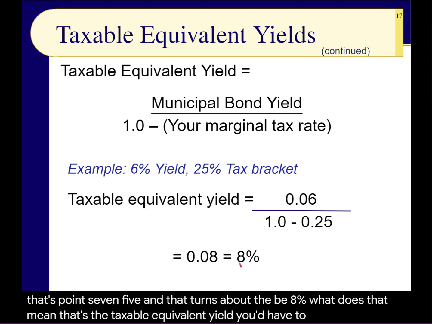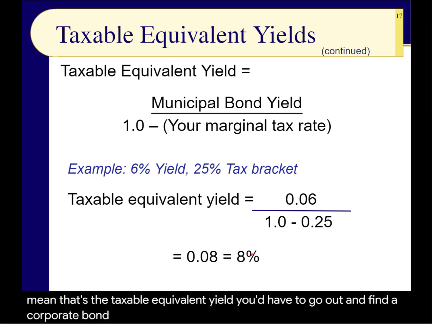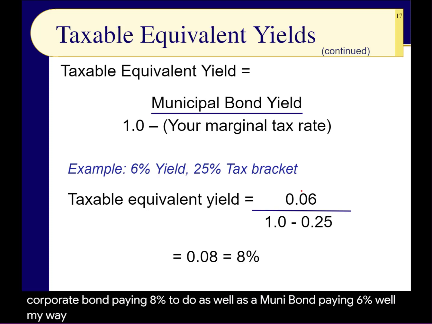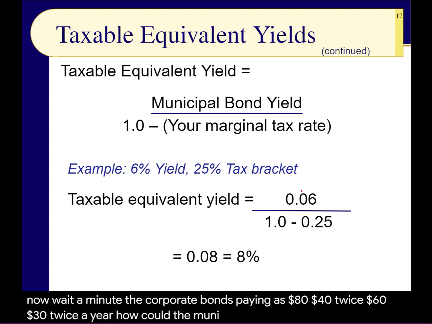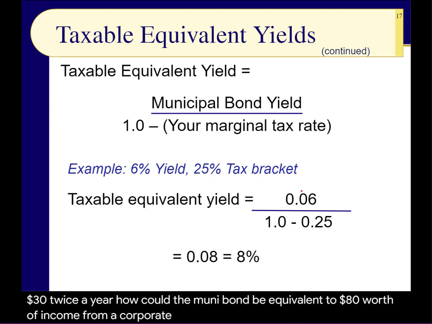You'd have to go out and find a corporate bond paying 8% to do as well as a muni bond paying 6%. Well, now wait a minute. The corporate bond's paying us $80, $40 twice a year. The muni bond's only paying us $60, $30 twice a year. How could the muni bond be equivalent to $80 worth of income from a corporate bond? Right, the tax man cometh.